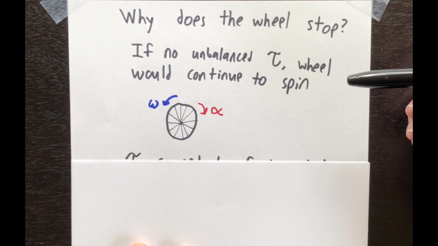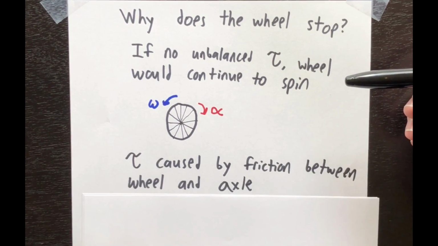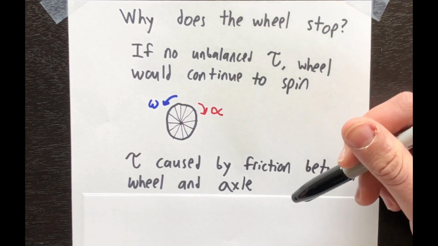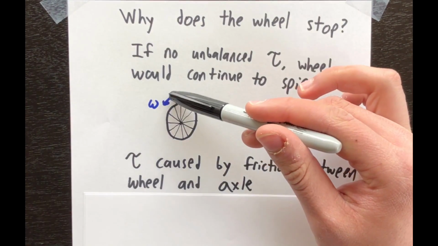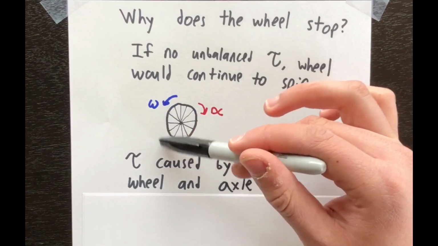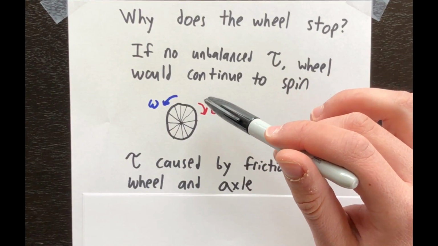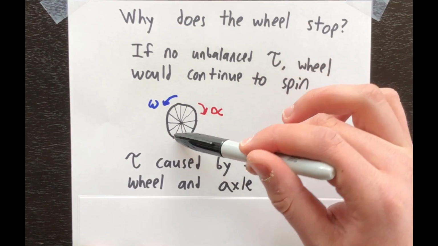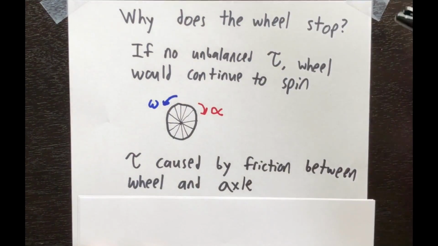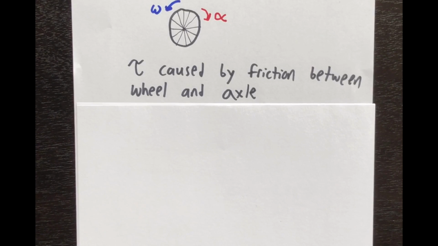So I mentioned this earlier. The torque is caused by friction between the wheel and the axle. And friction always goes opposite the direction of motion. So we have our initial angular velocity going this way, and an angular acceleration caused by frictional torque going the opposite direction. That's why the angular velocity decreases until it reaches 0. Now, keeping this in mind, we want to solve for what this torque is and what the angular acceleration on the wheel is as it spins.